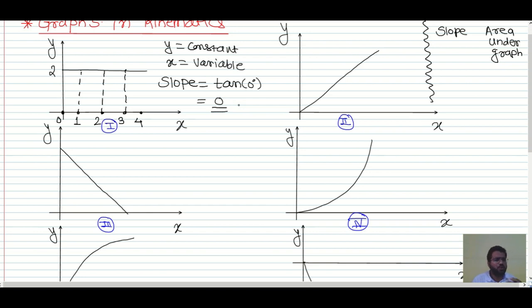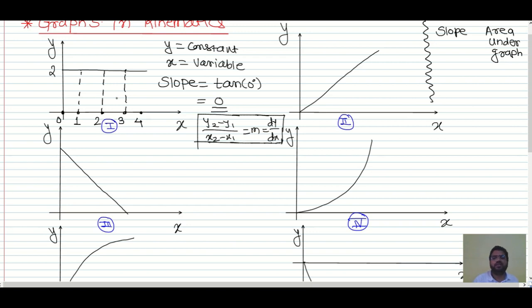So the slope has different meanings. You might have heard about this: (y2 minus y1) divided by (x2 minus x1). This is also a slope, or else dy divided by dx. This is also a slope. So what is the change in y with respect to the change in x?